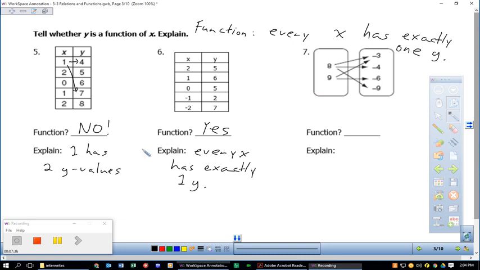Okay, now in number 7, we can look at this and we can actually, these arrows mean that 8 is matched up with -3, 8 is also matched up with -4, and it's also matched up with -9, so no, because 8 has 3 y values. But I should also point out that 9 also has more than one y value. 9 is matched up with 2 different numbers. Therefore, you could actually say either of those reasons, but the point is that there is an x that has more than one y.